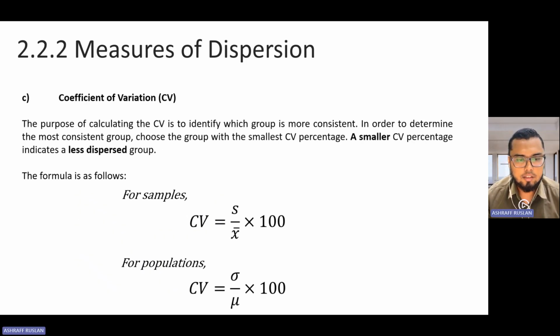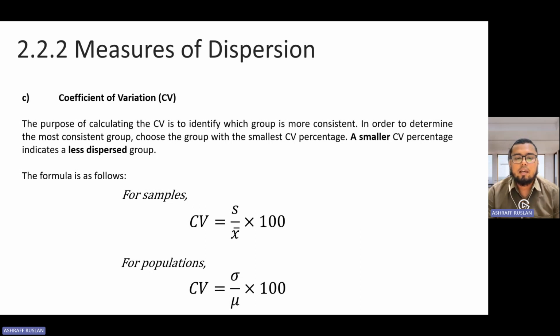Okay, next is coefficient of variation. So this one kita nak tengok, just now we want to see about the spread of data. But here in coefficient of variation, kita nak tengok which group is more consistent. Okay, a smaller CV percentage indicate less dispersed group.